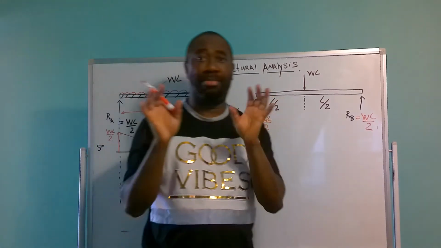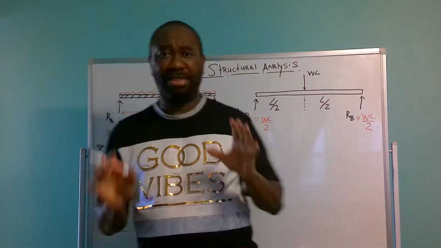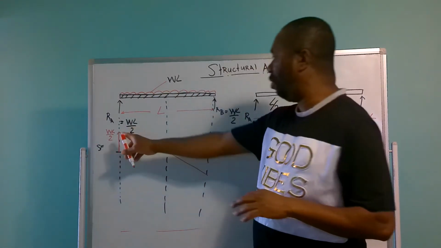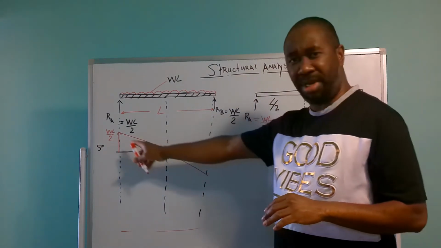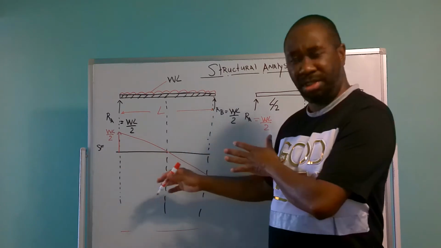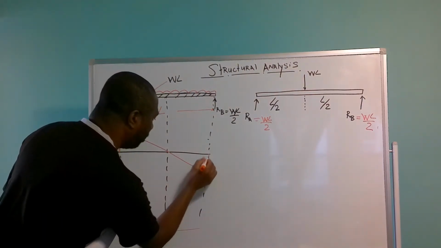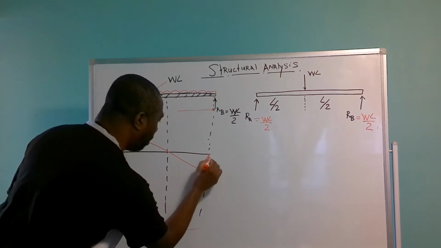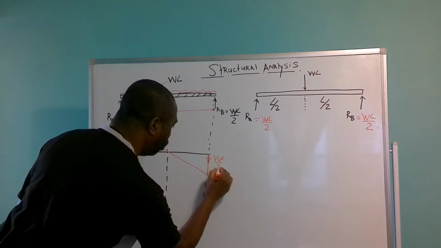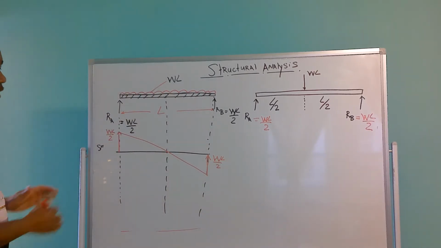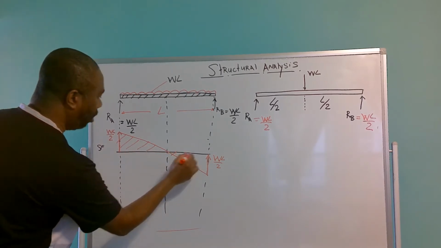There's something I want to point out: the maximum shear of any beam system is always going to be at the ends. And as it moves along the beam, it's going to dissipate or reduce until it reaches 0. So this force here is going up like this, and this is also WL over 2. So this is our shear force diagram for a uniform distributed load.